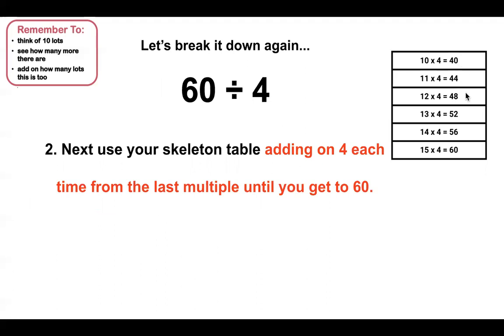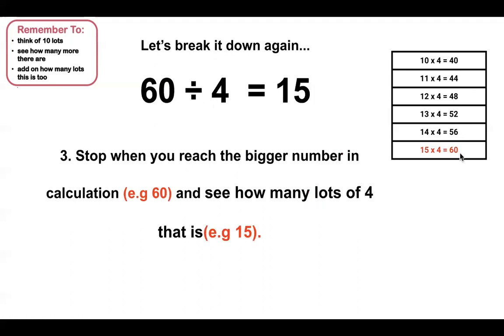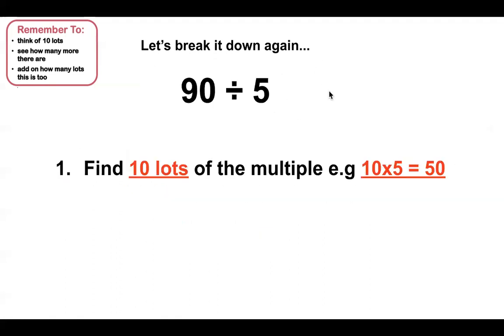40, 44, 48, 52, 56, 60. Stopping when I reach 60 because that is the bigger number in my calculation, and that will show me how many lots of 4 that is. And it shows me there are 15 lots of 4 that equal 60, making my answer 15.